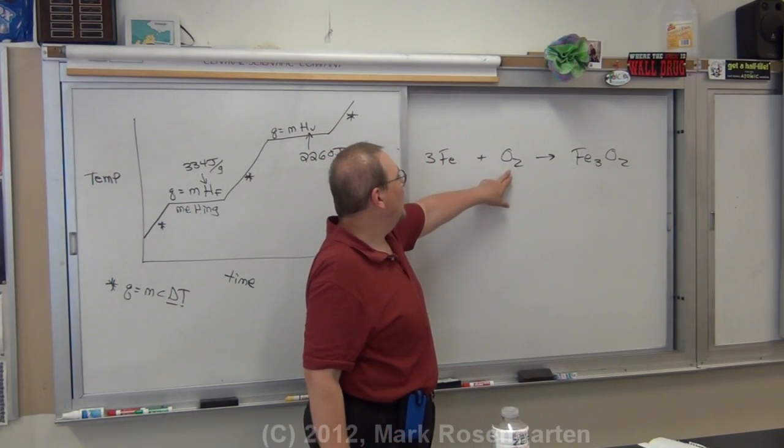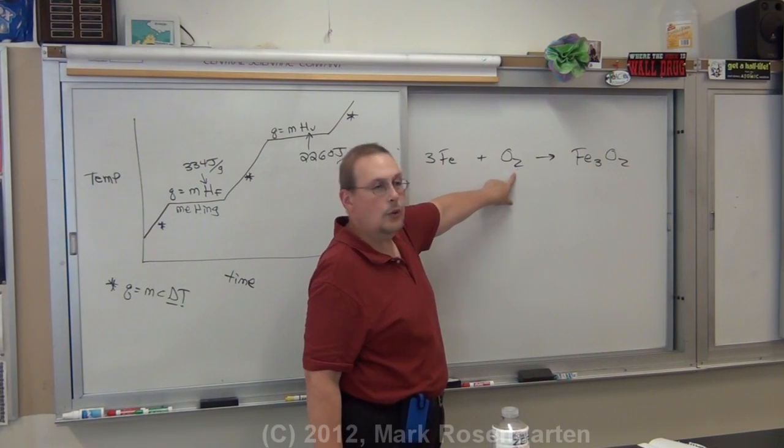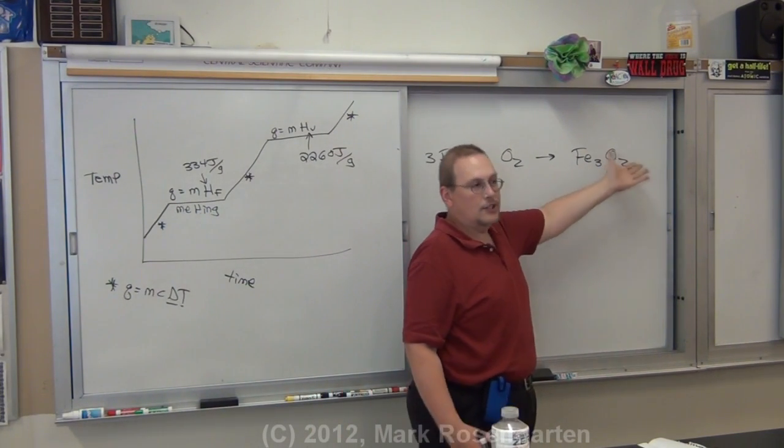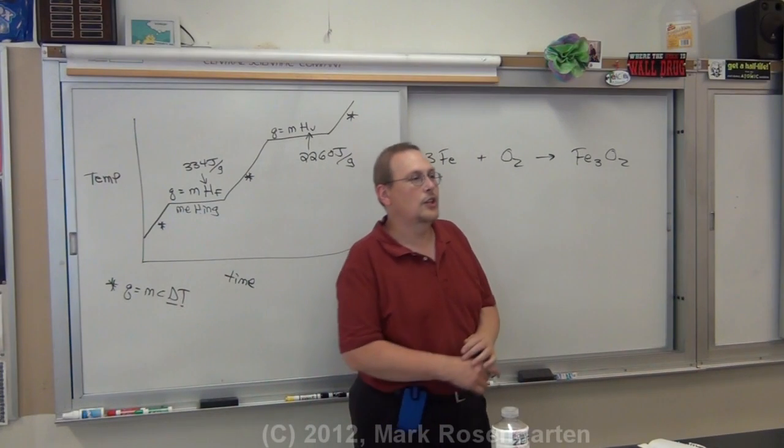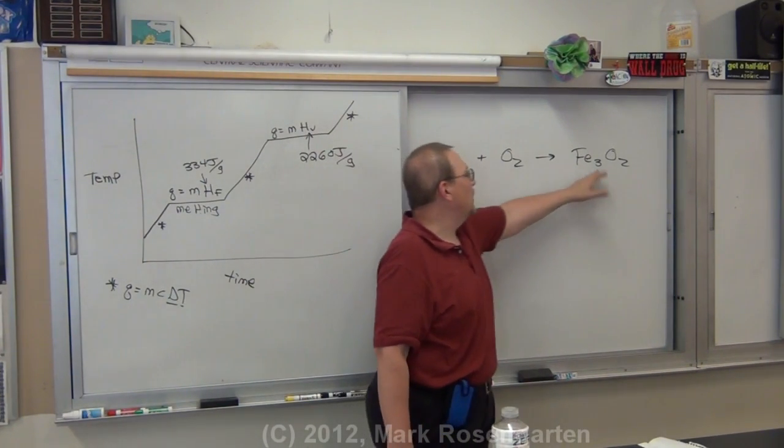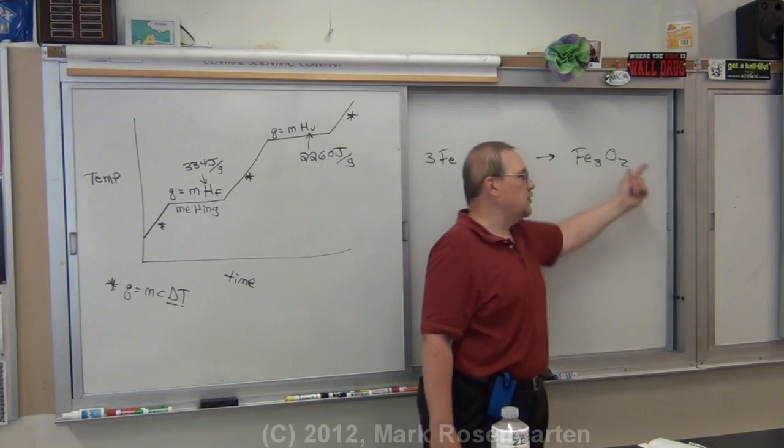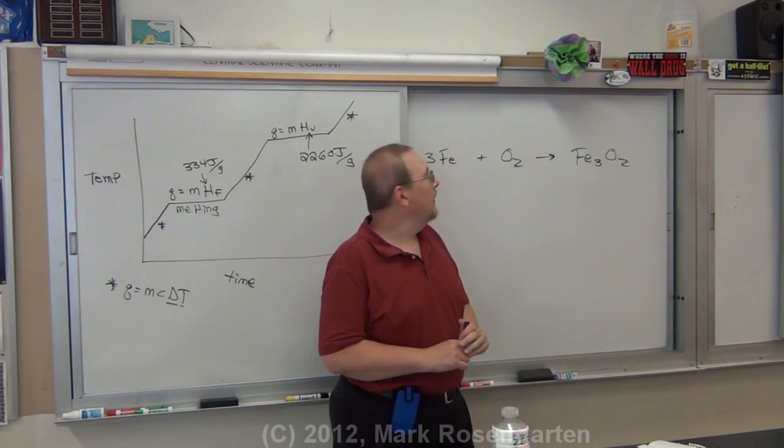How many O's on the left? 1. Oh wait, 2. And how many O's on the right? 2. So this equation is now, well, now it is an equation, because we have the same number of irons on both sides and the same number of oxygens on both sides. And that's how this works.